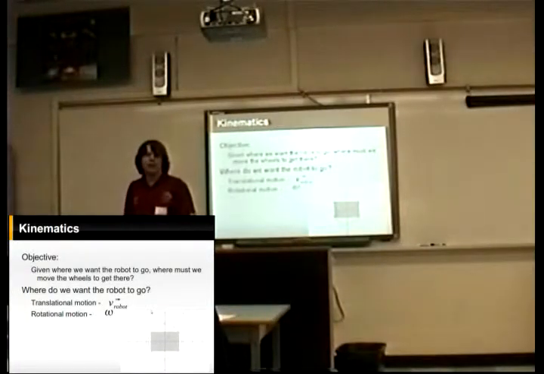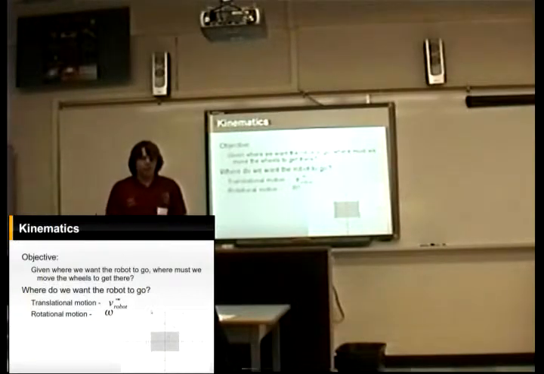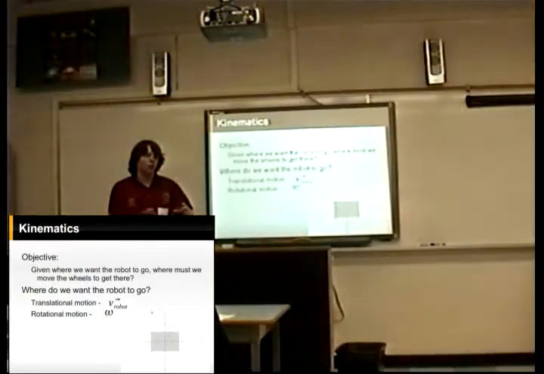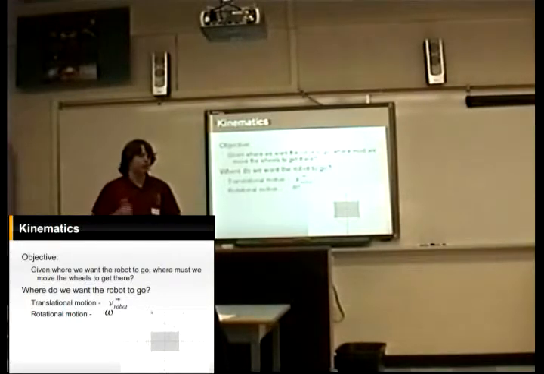Okay, so now we're going to get into robot stuff. The first objective that we need to have is, given where we want the robot to move and how we want it to move, we need to know how the wheels are supposed to move in order to make the robot do that. So I guess the first question is where we want the robot to go.